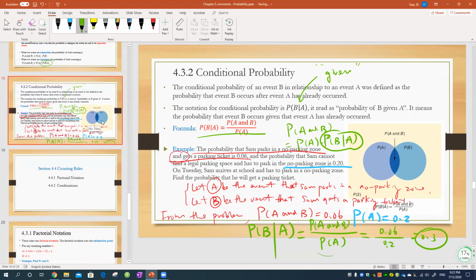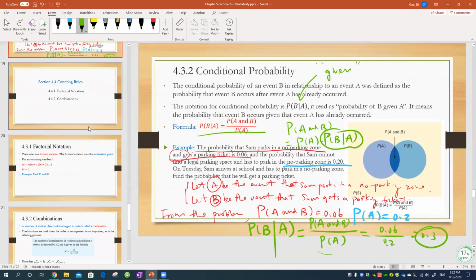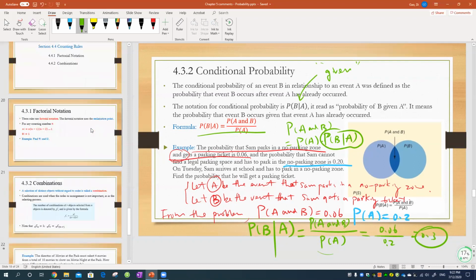So that's section 4.3. For this one, let's stop here, and then for section 4.4, we're going to record another video.